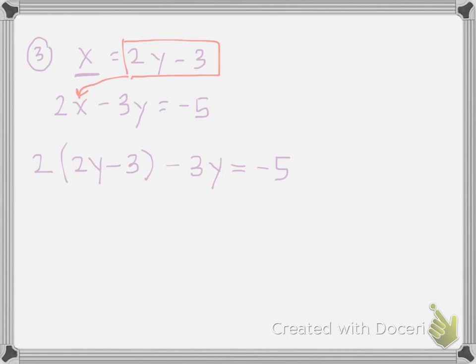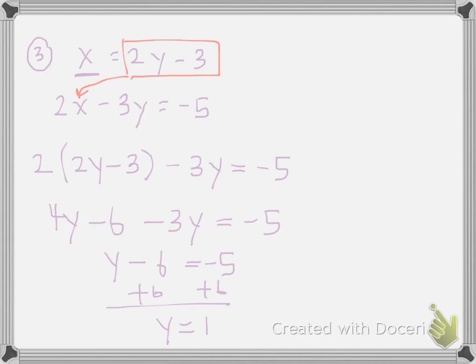Okay, so just simplify. So we'll have 4y minus a 6 minus 3y equals a negative 5. So we simplify, so we'll get y minus a 6 equals a negative 5. Add 6. So y is going to be equal to a 1. Now we go up here, go back to that 2y minus 3 and solve for x. So we'll have 2 times 1 minus a 3, so my x is going to be a negative 1. So my ordered pair is going to be a negative 1, comma, 1.